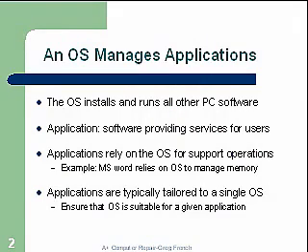An OS manages applications. The OS installs and runs all other PC software. Application: software providing services for the user. So Microsoft Word would be a type of application. Applications rely on the OS, operating system, for support operations. Example: MS Word relies on the OS to manage memory.